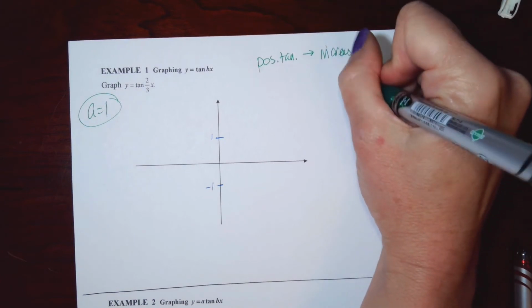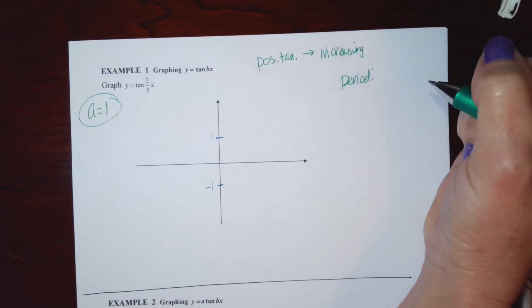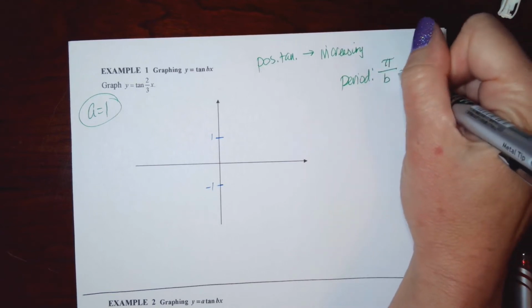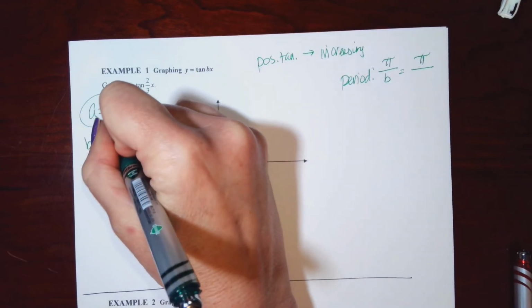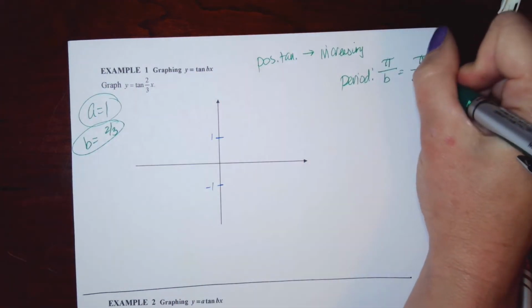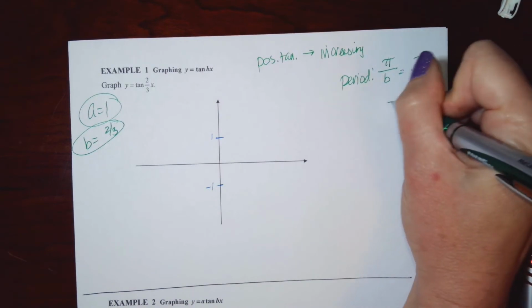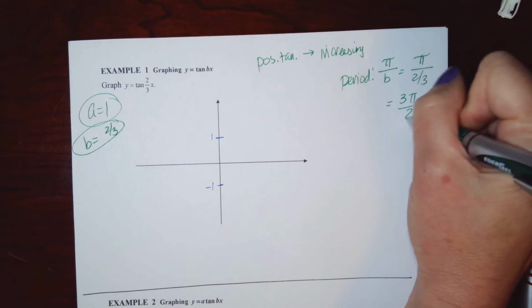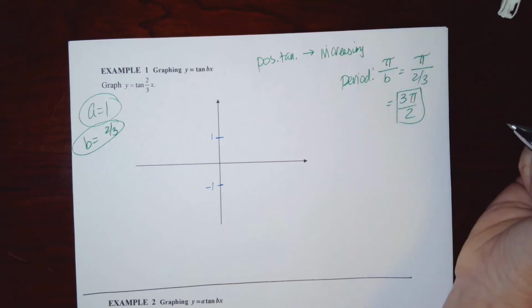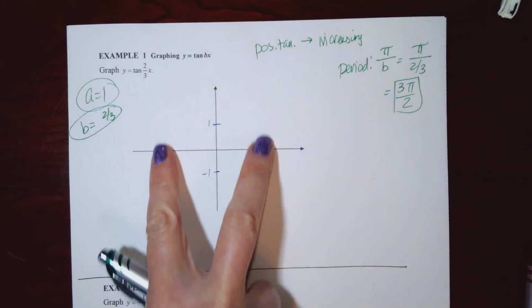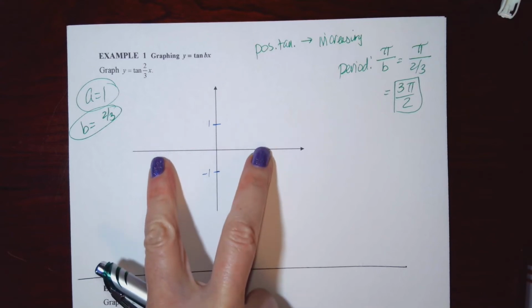Then I need to determine the period of my function. The period for tangent or cotangent is pi over b. Here, b is 2/3. So pi over 2/3. To divide by a fraction, we multiply by the reciprocal. So my period is 3 pi halves. Okay, that 3 pi halves for tangent, we're going to start out split across the y-axis.